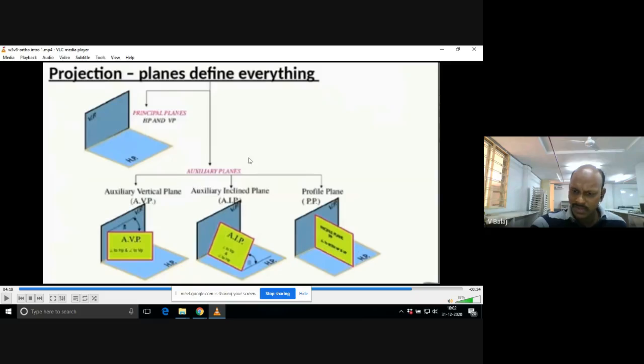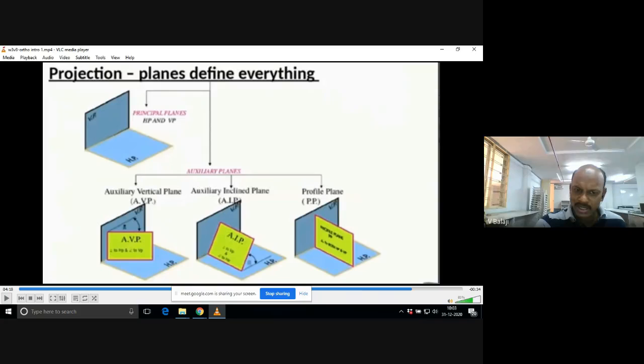Lastly, we will see the profile plane. The profile plane we have already discussed, right? It is perpendicular to both HP and VP. Here again, I am showing you this rectangular yellow plane. It is resting on the ground. The surface area of the yellow plane is perpendicular to the ground, and also perpendicular to the VP. Yes or no? It is perpendicular to both HP and VP. So this is known as the profile plane.